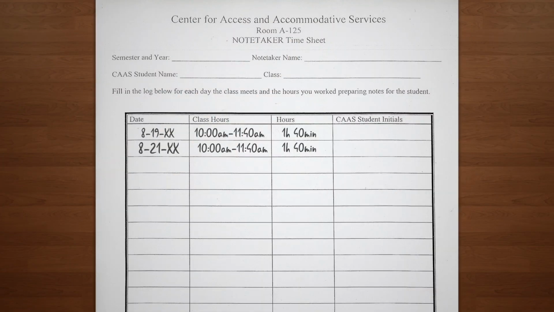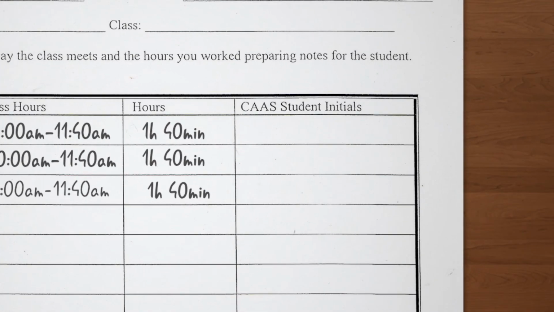At the end of each class, fill out the timesheet with the date, time of the class, and the number of hours the class met. As you hand the student a copy of the notes, ask them to initial your timesheet to verify that they received notes for that day.